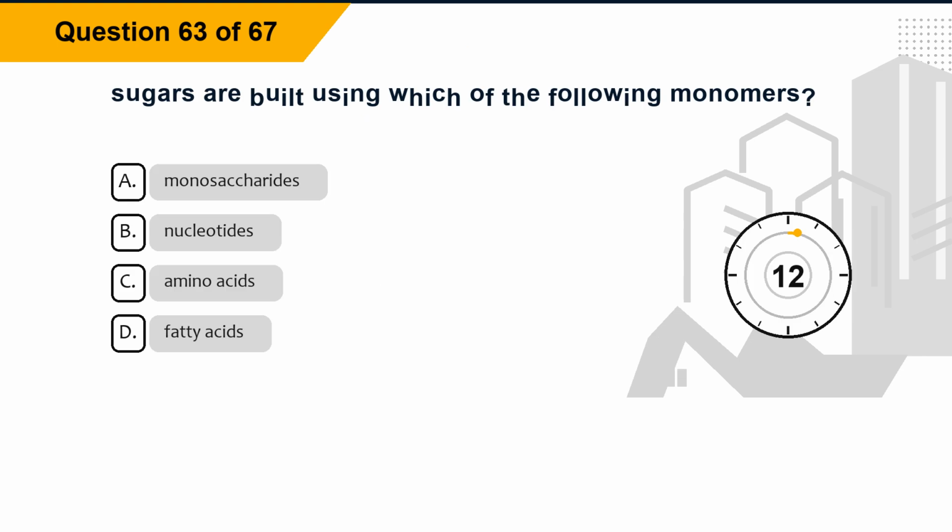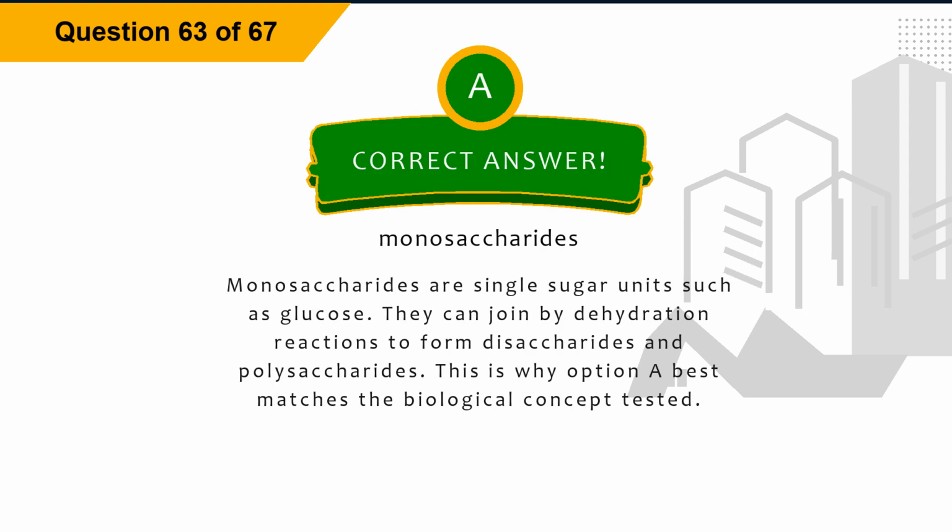Question 63. Sugars are built using which of the following monomers? Option A, monosaccharides. Option B, nucleotides. Option C, amino acids. Option D, fatty acids. The correct answer is option A, monosaccharides. Explanation: monosaccharides are single sugar units such as glucose. They can join by dehydration reactions to form disaccharides and polysaccharides. This is why option A best matches the biological concept tested.